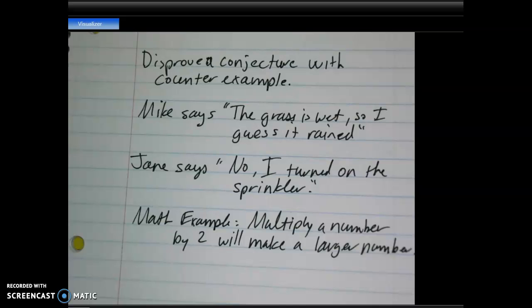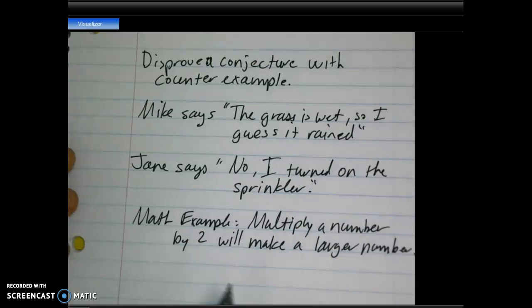If he's saying that the grass is wet because it rains, then Jane says, no, there's a different reason that the grass could be wet. You could have a sprinkler on, okay? Or there's another reason, you could have dew, right? Dew can make it wet, condensation can happen too, okay? So if you try to make these absolute statements, all you need is one statement to disprove it. So that's when we take a conjecture, it can be disproven with a counterexample.